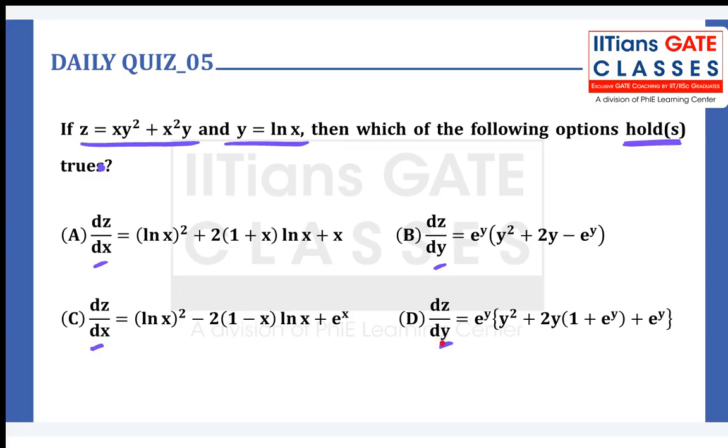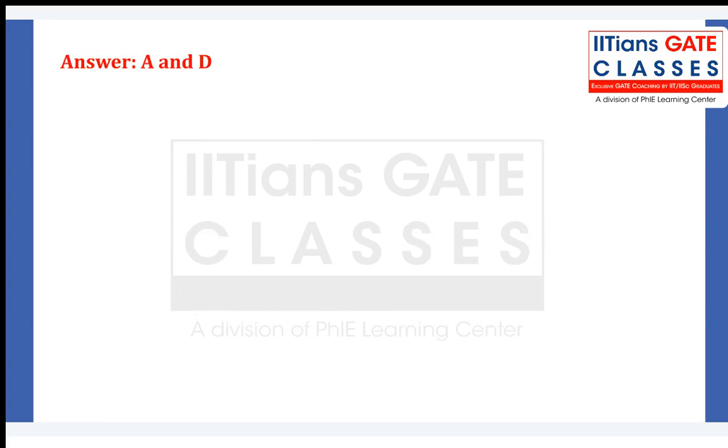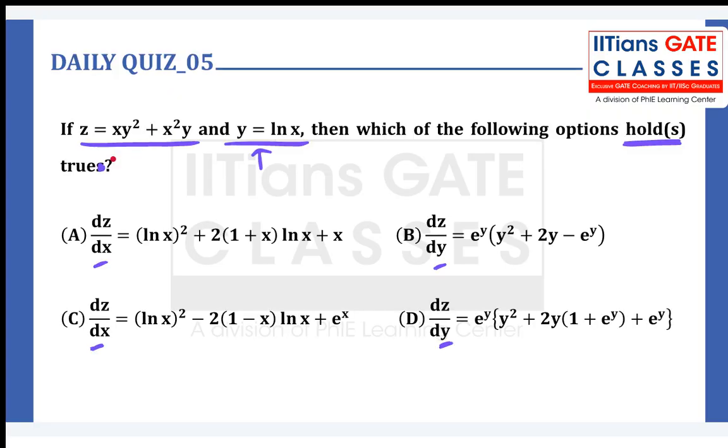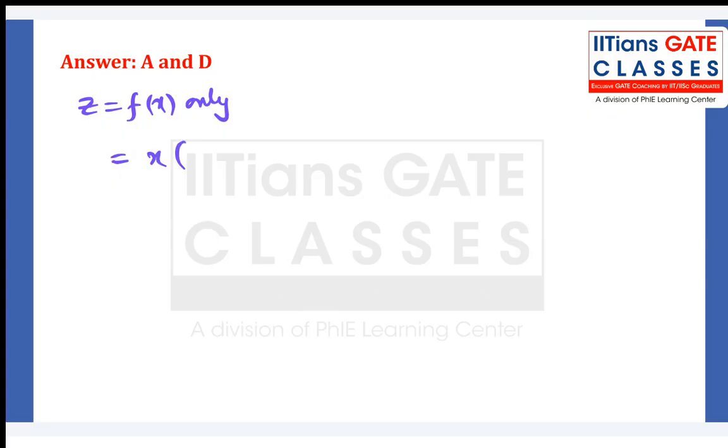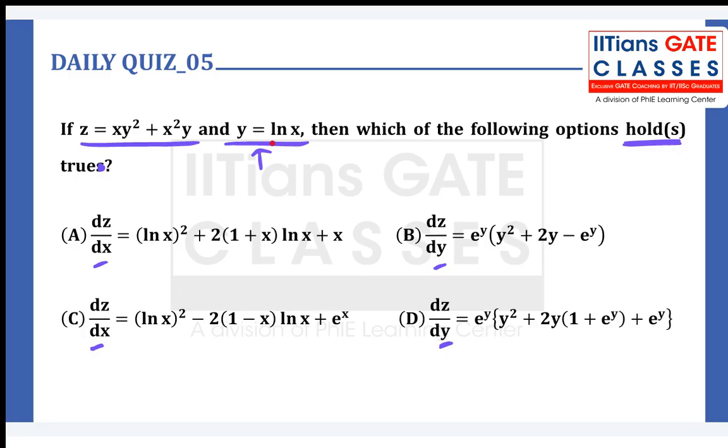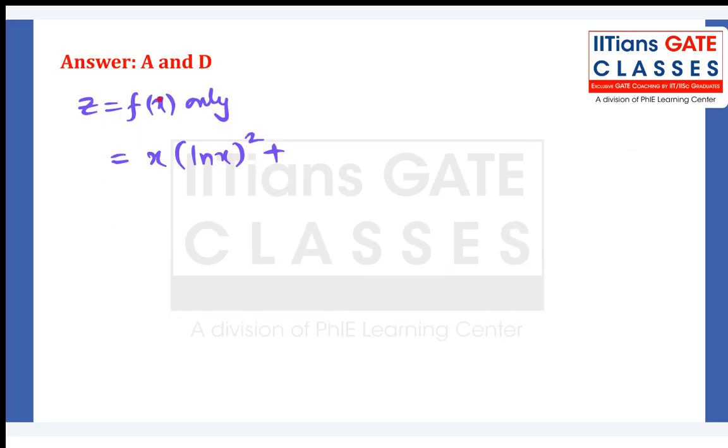Now we can do that because we can convert this z function into a function of x or a function of y, because x and y are also related in this fashion. So let's first tackle dz by dx. For that you need to write z as a function of x only. What I'm trying to tell you is, wherever you have y, replace it by ln x. So this will become x into ln x whole square plus the second term x square y, so that will be x square into ln of x. Now z is only a function of x, and then you just do the derivative.